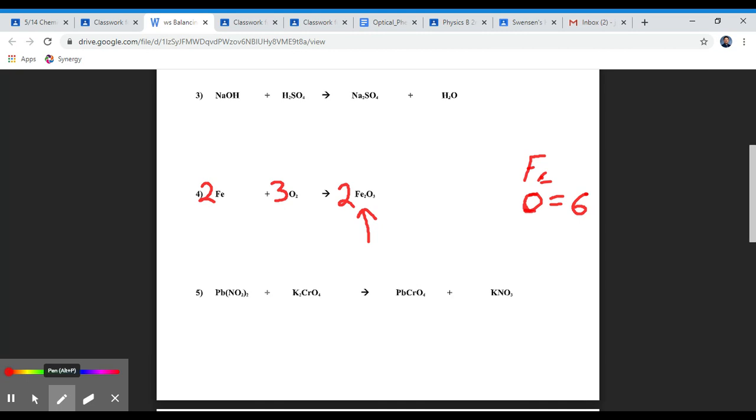Because I have 4 irons on the product side, now I have to go back and change this to be a 4. So now my grand total for number of irons is 4 irons, and I have 6 oxygens. So that is a balanced equation right there.